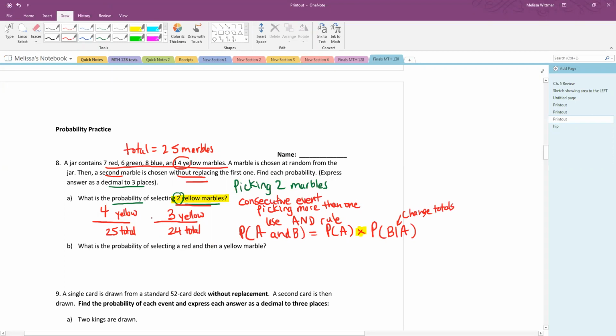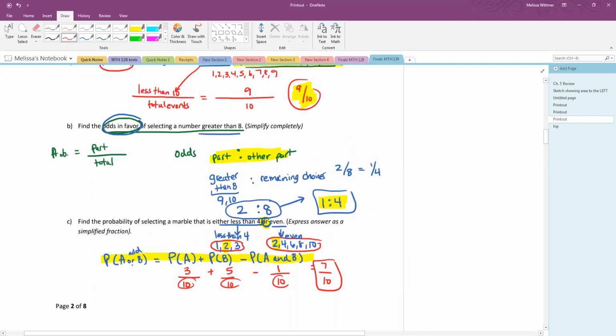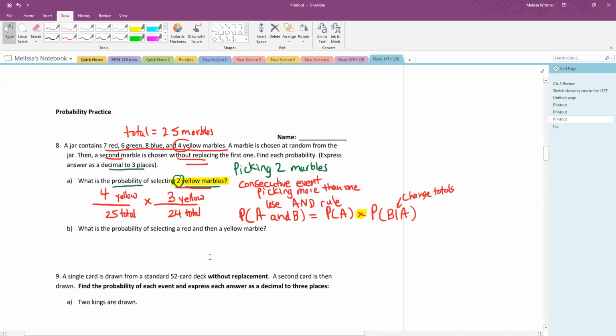So I want to multiply this together and compare this, guys, to the one we just did, the OR event. With the OR event, we add our totals together. So OR is add, AND is multiply. So I'm going to do 4 divided by 25 times 3 divided by 24 equals. I'm going to type it in my calculator using the division button, not the fraction key, because this is going to give me the decimal right away, 0.02. And it said to round it to 3 places, but the third position would be a 0, so you can cut it off there.